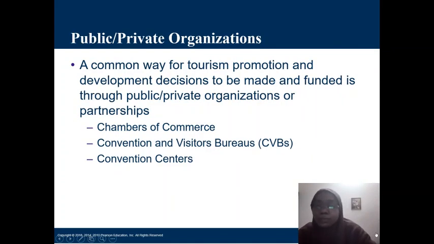So moving away from image and positioning, I want to talk about the private or public organizations. All right, don't forget that we mentioned earlier that there are organizations that are in charge of this tourism. A common way for tourism promotion and development decisions to be made and funded is through the public or the private organization, or a partnership between both. It could be a public-private partnership. For example, we have the Chambers of Commerce, we have the Convention and Visitors Bureau, as well as convention centers.